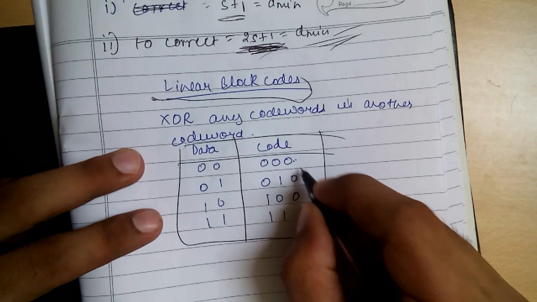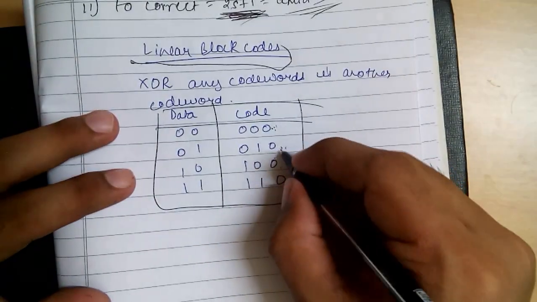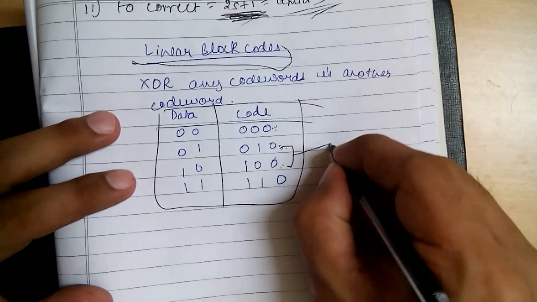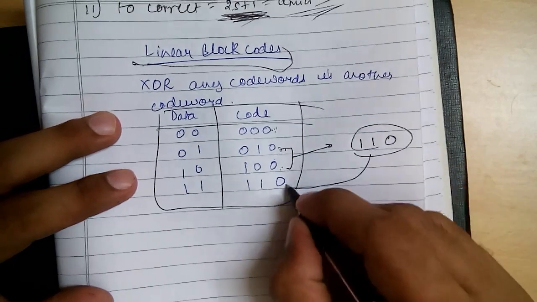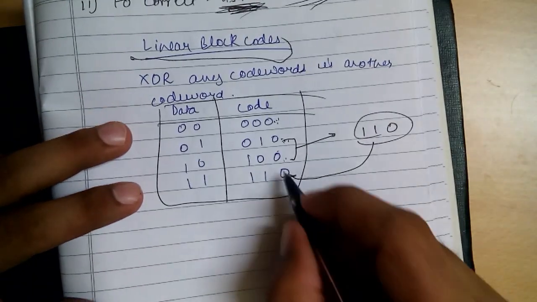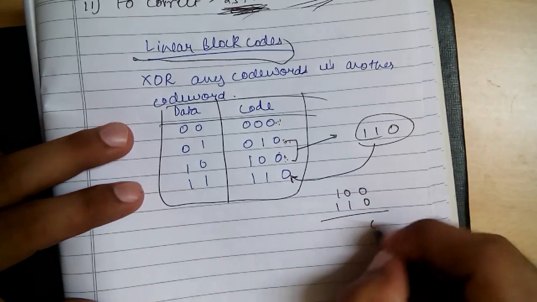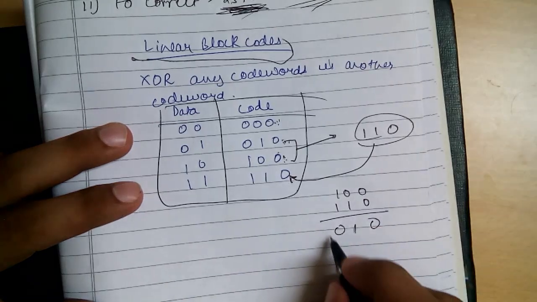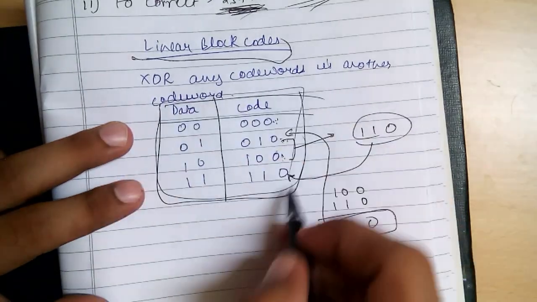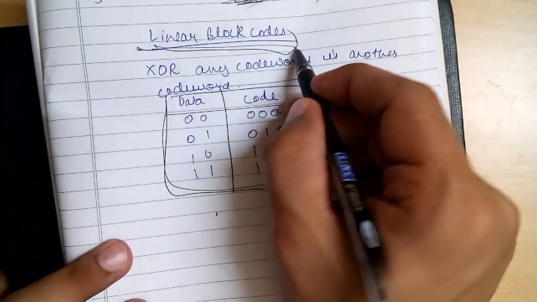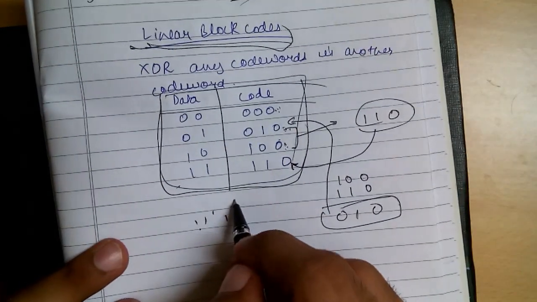So if I XOR with 0, I will get the same, so there's no need to check with that. So let's say I XOR this and this, I will get 110, which is also part of this. And if I XOR this 100110, then 010010, which is also part of the table. So the coding we used before also belongs to the linear block codes. This is how we check whether the given coding scheme belongs to the linear block codes or not.